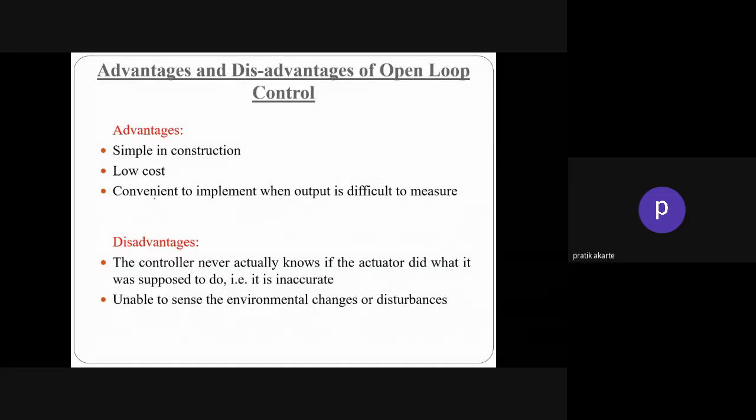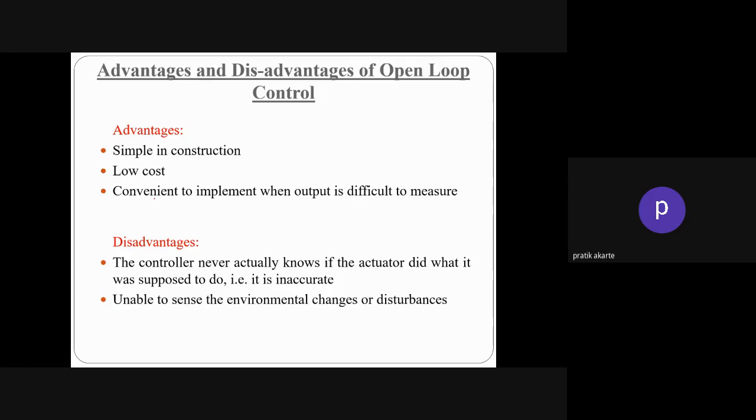Some of the advantages of open loop control systems: they are very simple in construction. Very low cost is incurred for manufacturing. It is convenient to implement when the output is difficult to measure.